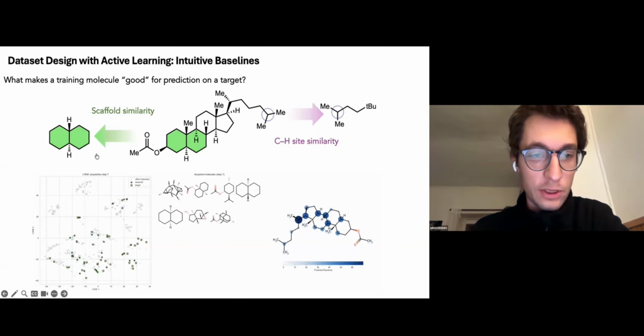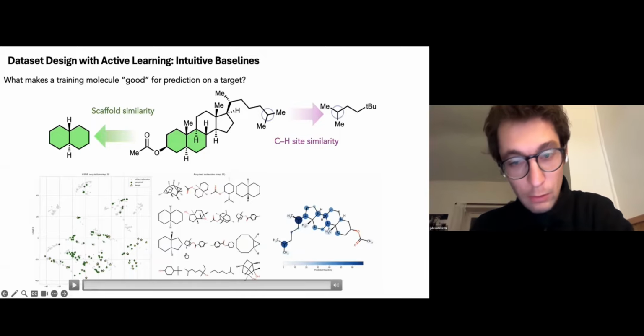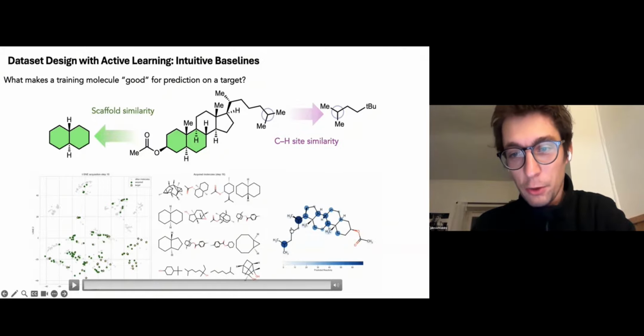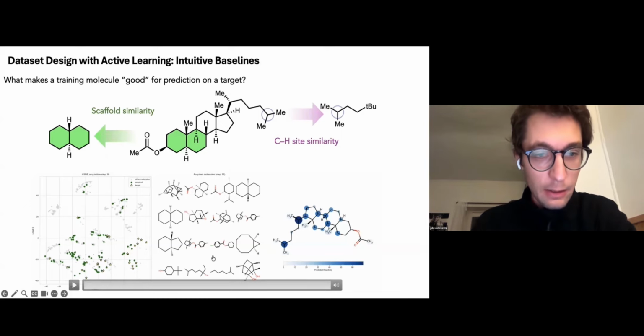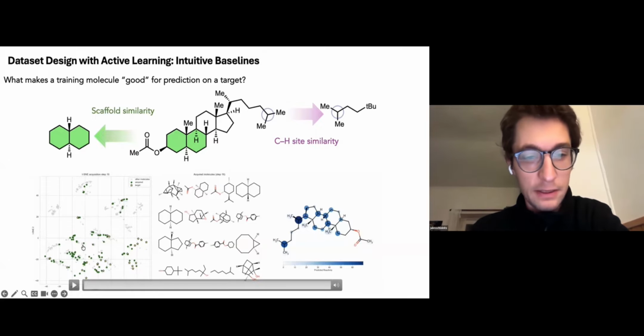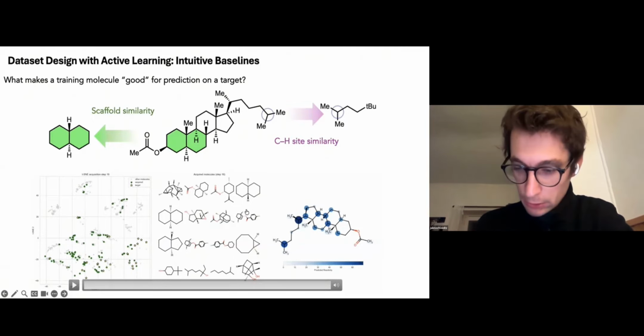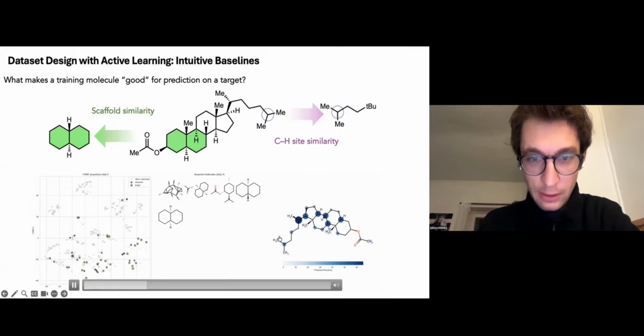So here what you see is, for scaffold similarity, step by step, we get more molecules in our data set, and the precision of our model prediction is refined, though at the end of those 16 training molecules, the model does not predict the accurate site. But you could see that with site similarity, we kind of sample a space that is qualitatively representative of what we're looking for.